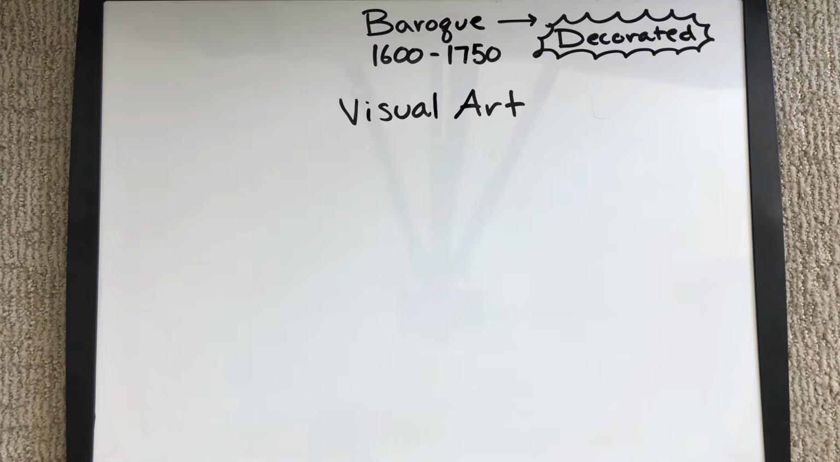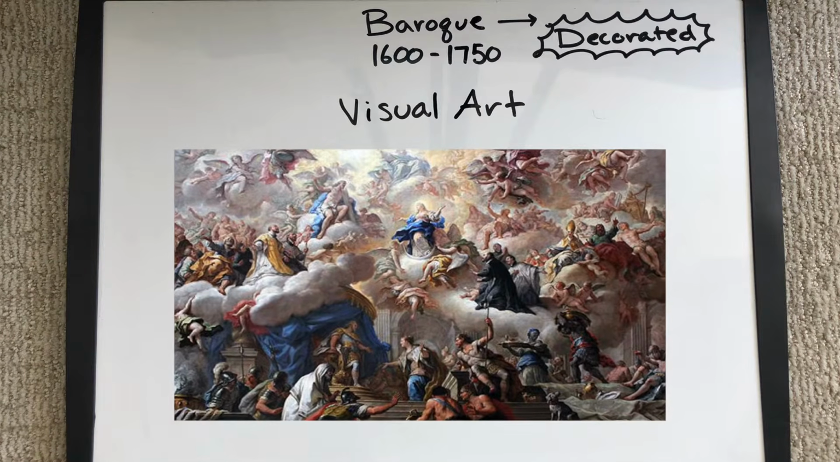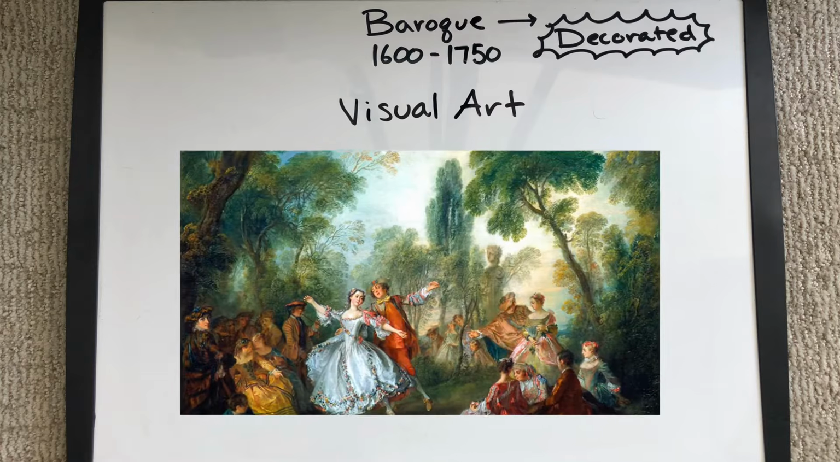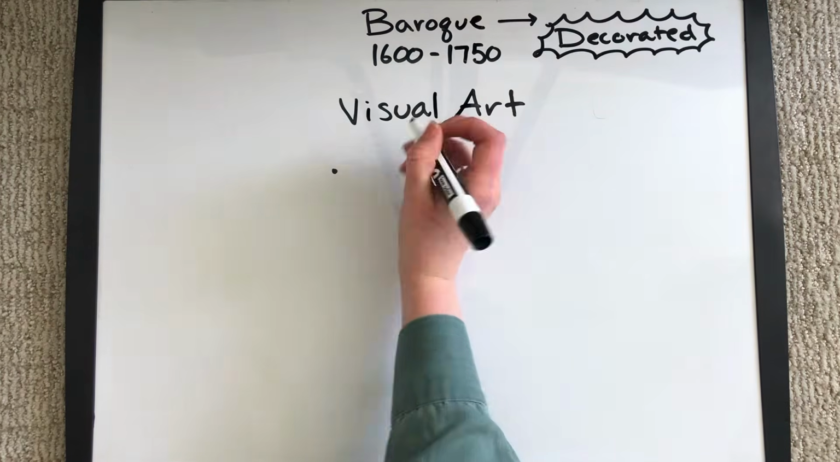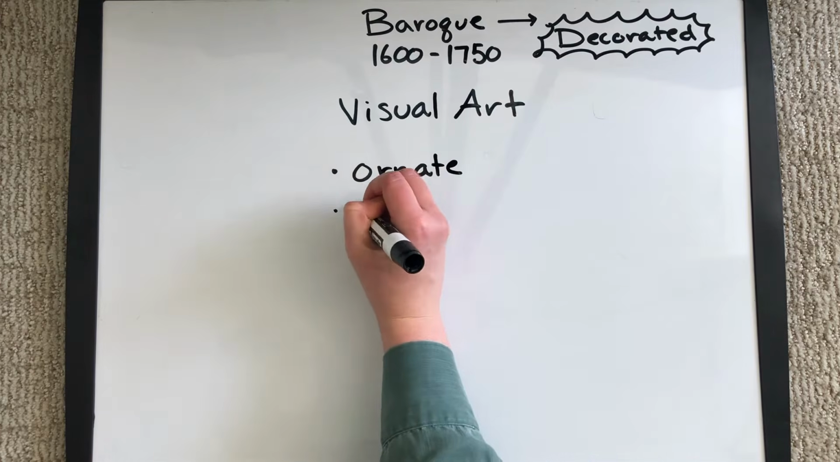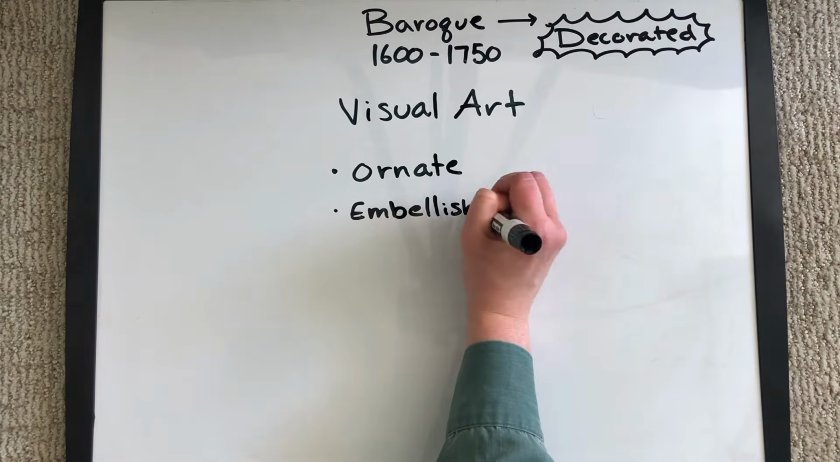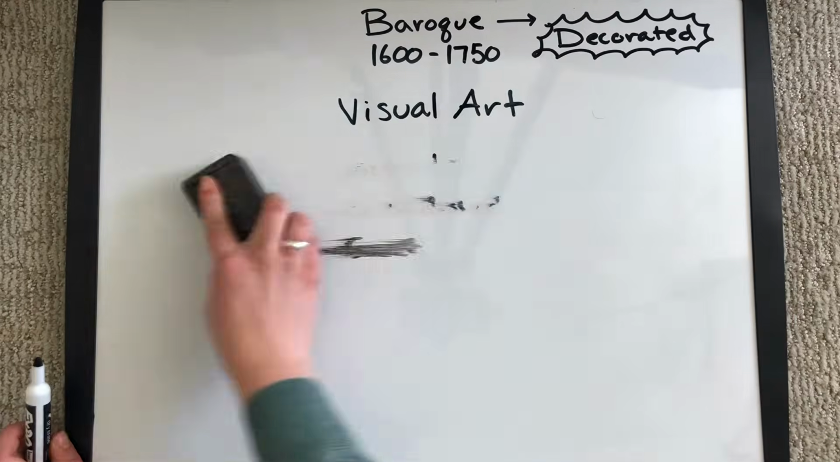Visual art at this time was much more elaborate than in the Renaissance, as you can see in these examples here and here. They were more detailed, more focused on the beauty. There were a lot of ornate pictures, they were embellished, and they were very exact.